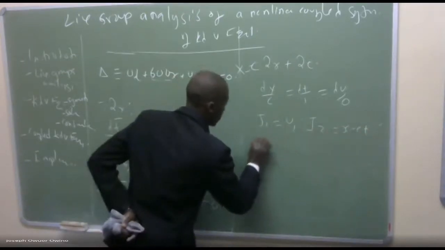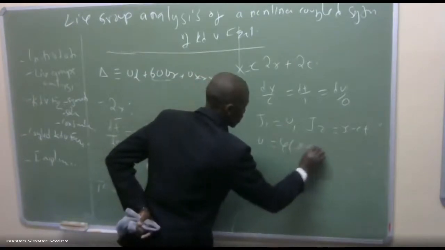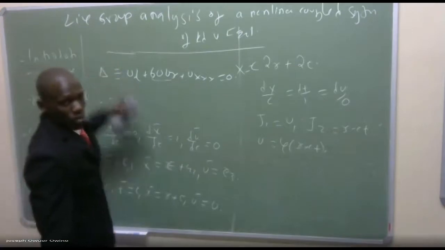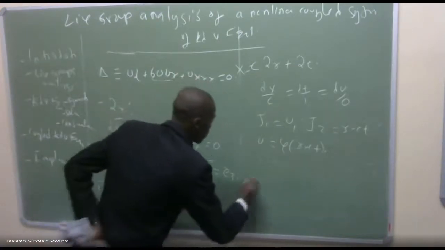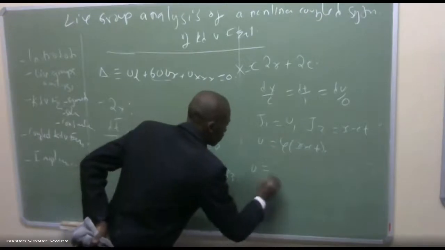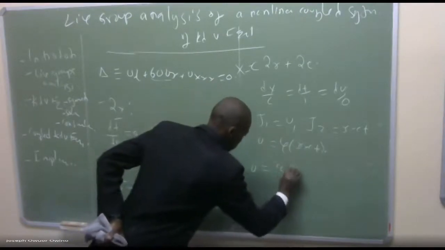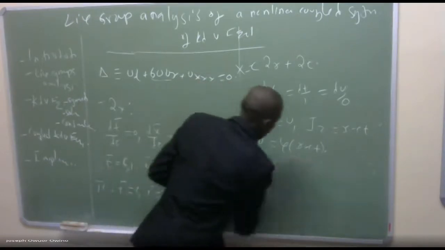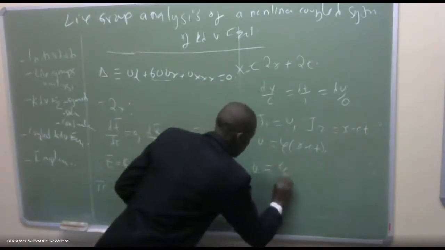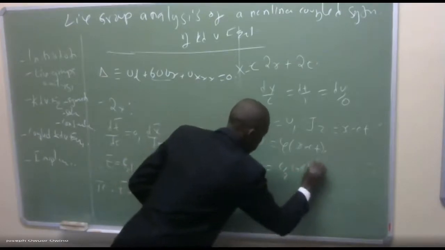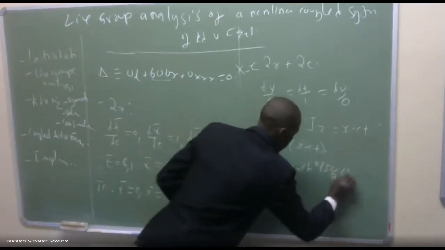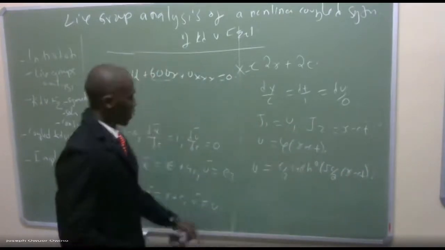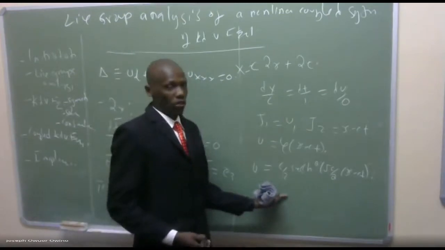Then u is a function of x minus ct, which if I substitute in the KdV equation will give me the so-called traveling wave solution. So now u is some function of x minus ct. So u is c over 2 sech squared of root c over 2 times (x minus ct), where this c is the velocity of the wave. Now these are called soliton solutions or traveling wave solutions.